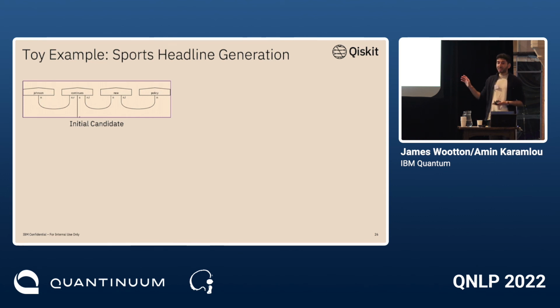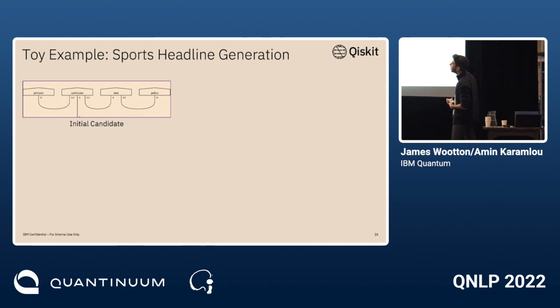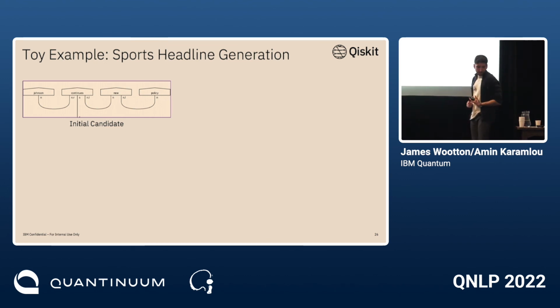This isn't an actual run of the algorithm. The actual run will have many more steps involved, but this is just to give you a flavor of how it would work. So I'm going to start with some initial candidate that could be chosen heuristically or randomly. And in this case, I've started with this sentence: Johnson continues new policy.